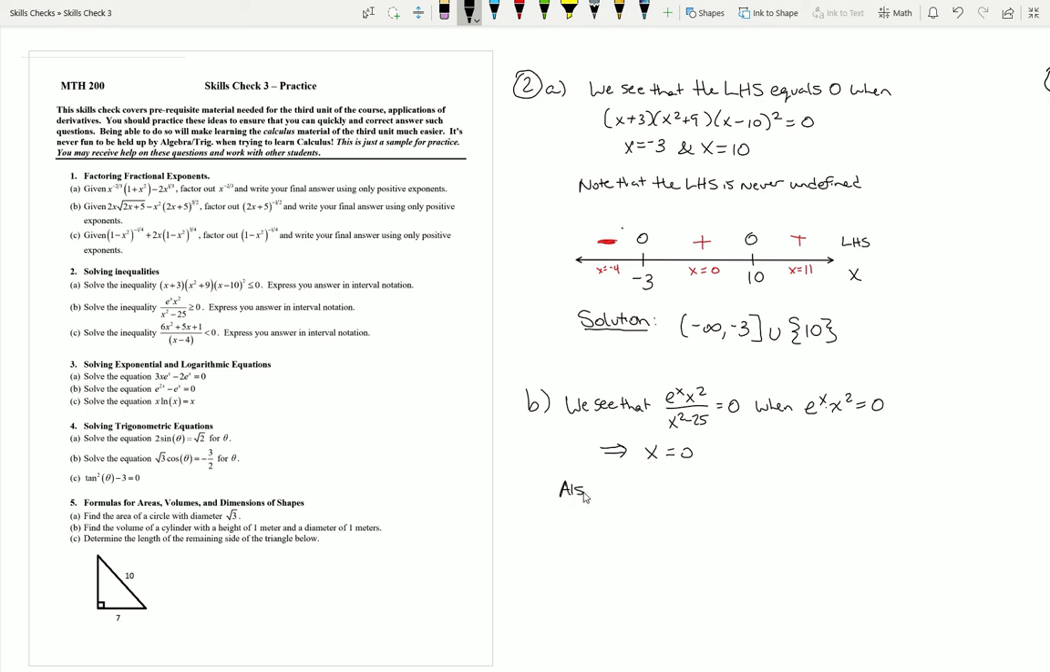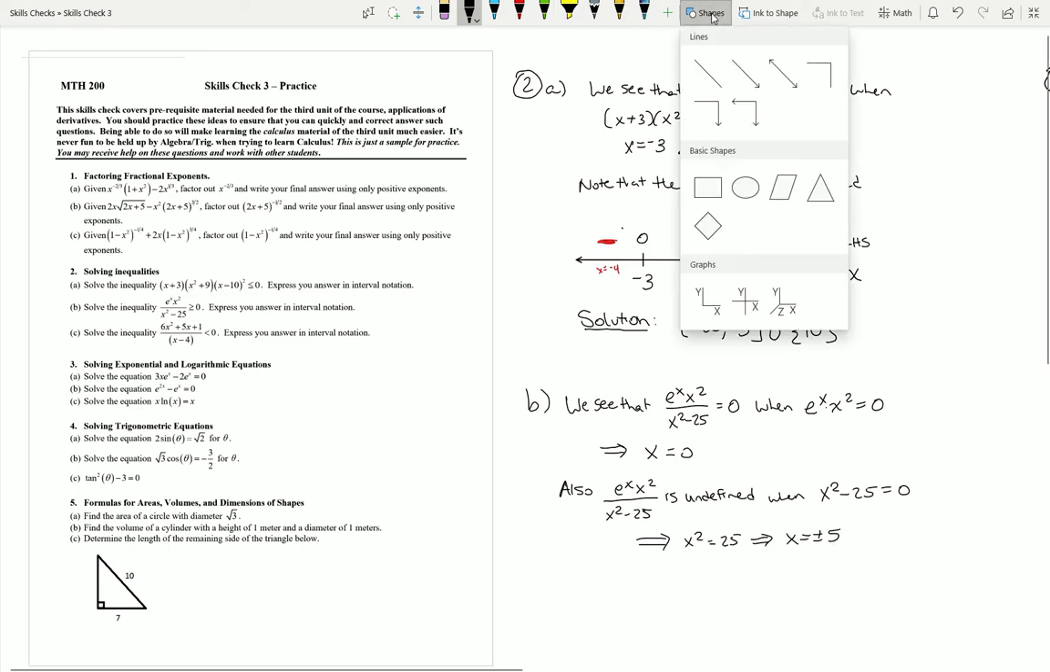So I'll say here, also, e to the x times x squared over x squared minus 25 is undefined when, well, I guess, the denominator of my fraction would be equal to 0. And of course, if I think through that really quickly, that is going to mean that x squared could be equal to 25, which is going to give me two different values here. x could be equal to positive or negative 5.